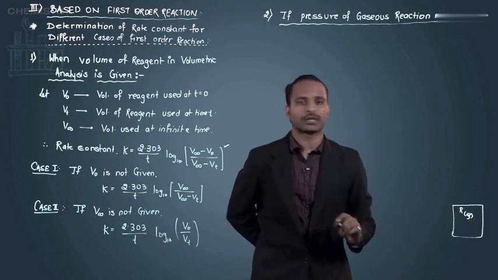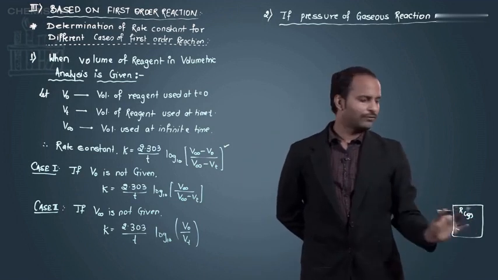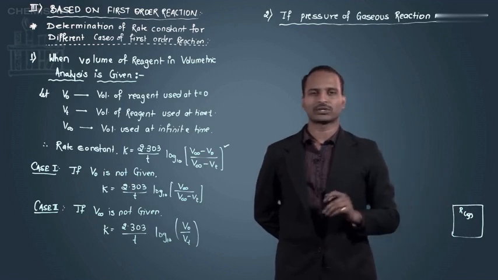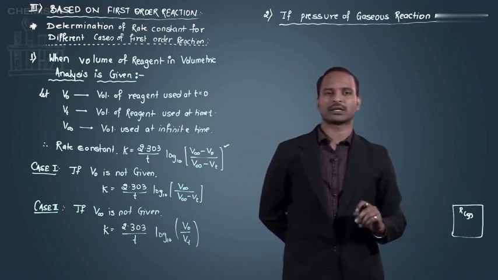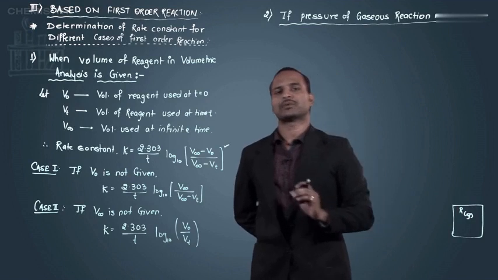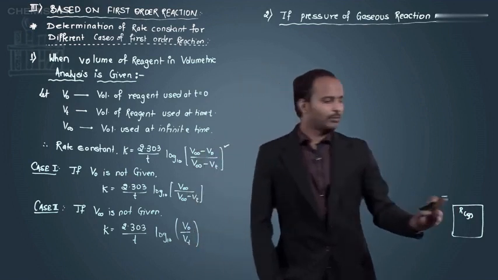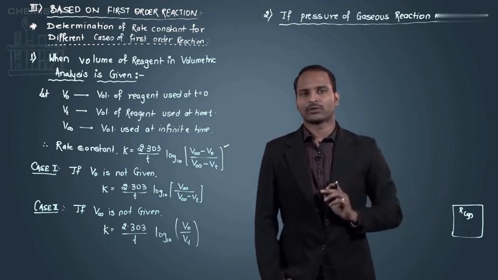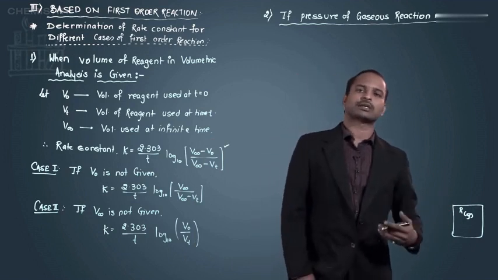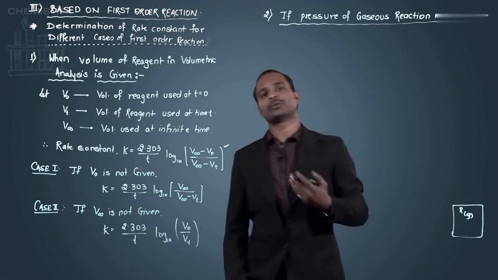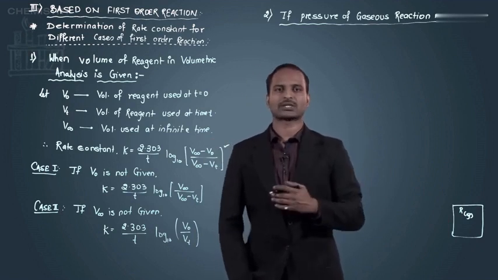The product is also in a gaseous state. So in the initial case, when the time is equal to 0, there is only reactant inside the container. So the pressure exerted inside the container will be equal to nothing but the pressure of the reactant only. But with time, the reactant gets converted into product, and the product forming is also in a gaseous state only.